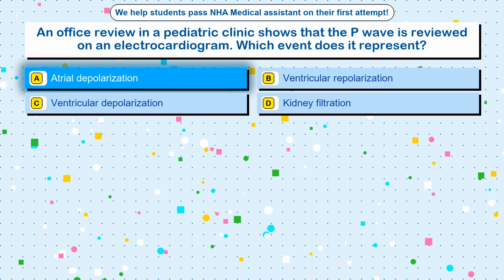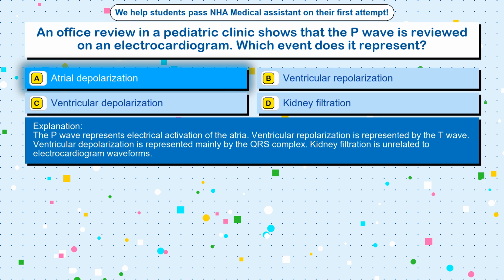The correct answer is option A, atrial depolarization. The P wave represents electrical activation of the atria. Ventricular repolarization is represented by the T wave. Ventricular depolarization is represented mainly by the QRS complex. Kidney filtration is unrelated to electrocardiogram waveforms.